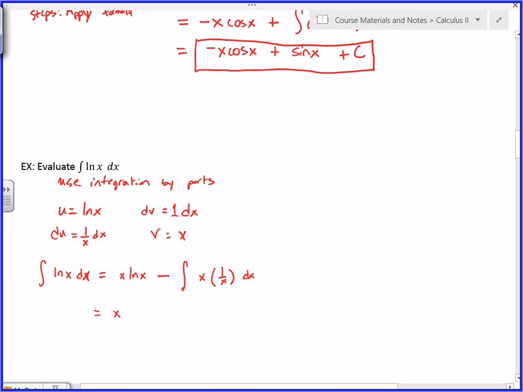Did we make our integral simpler? What's x times 1 over x? Can you find that integral? Minus x, and then plus c. So that nice little simple function log of x has an antiderivative of x log of x minus x. Okay? Just because I've got time in my schedule. All right, let's do another one.